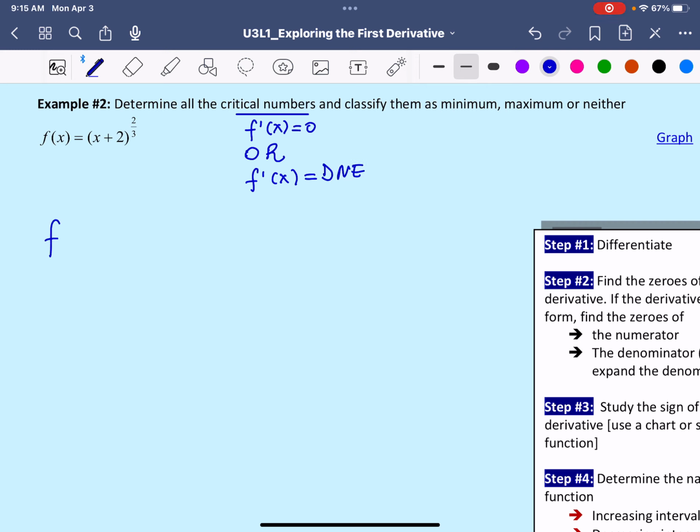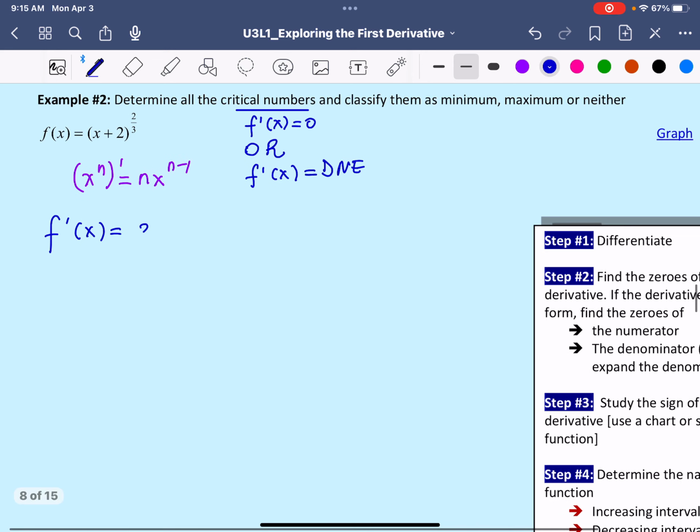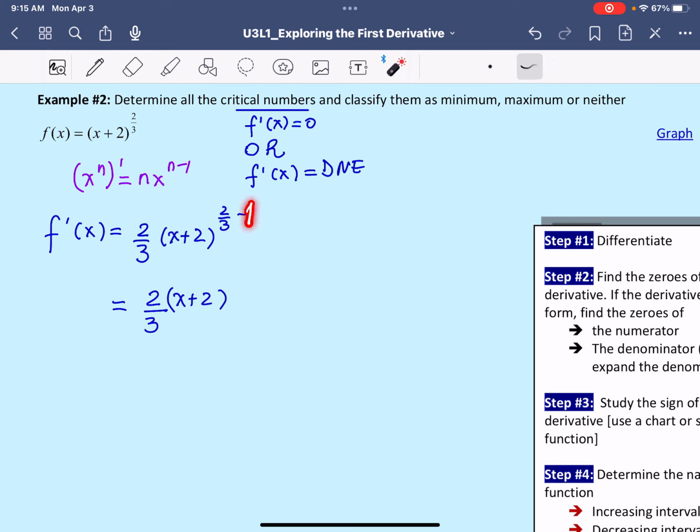The derivative of (x plus 2) to the power of 2 over 3 would be equal to, remember we're using the power rule, which states that the derivative of x to the n is n x to the power of n minus 1. So what we have here is 2 over 3, (x plus 2) to the power of 2 over 3, subtract 1. Let's simplify some more. That would be 2 over 3, (x plus 2) to the power of, taking away 1 means you subtract 3 over 3, so that makes it negative 1 over 3.